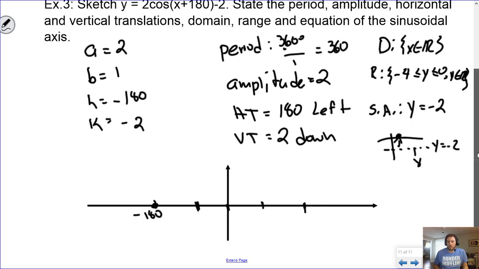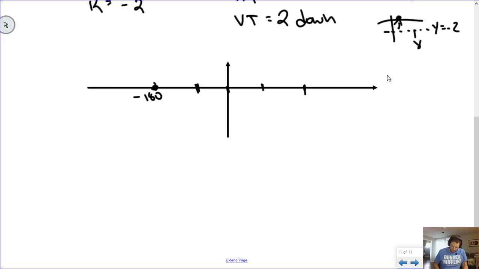Again, what cosine does is it starts at the high, and then from the high it goes to the middle, and the middle for this graph was negative 2, so negative 1, negative 2, negative 3, negative 4. So it goes from my high to my middle to my low, and then back to the middle, and then finally back up to the high point. So there is my graph of cosine.